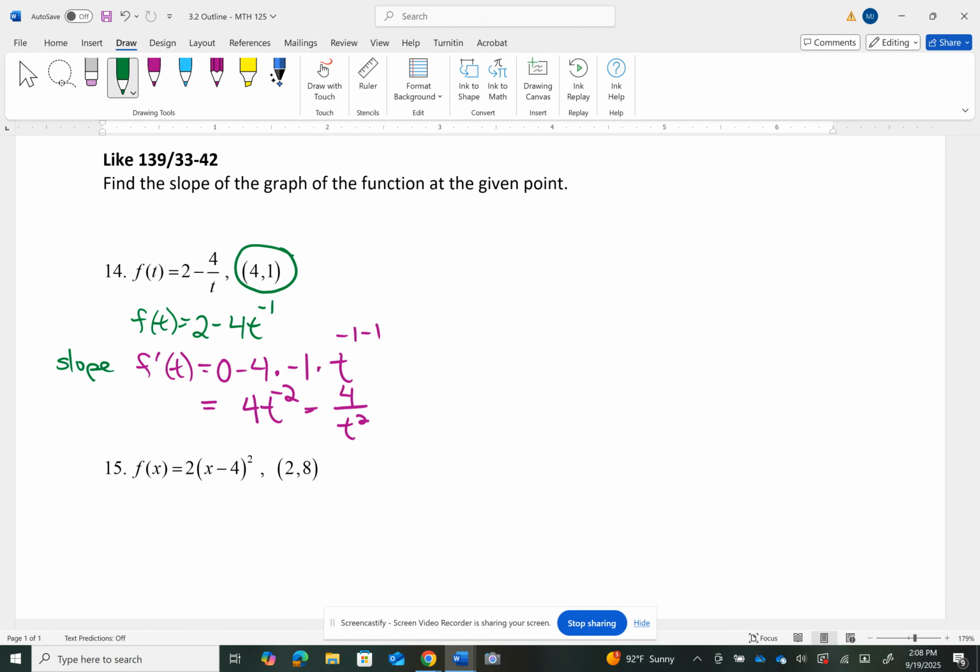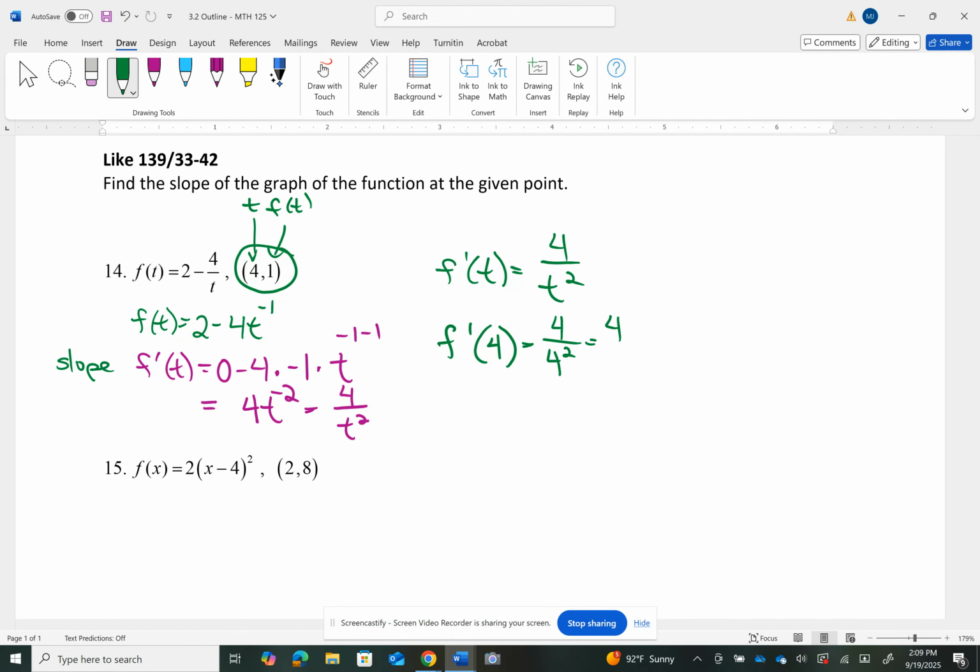So it's truly going to be a matter of you taking what you just found and then figuring out what the slope is when we're at the point 4, 1. So the input there is the 4. So that would be the t. And the 1 would be the f of t, right? So you plug in the 4 into the derivative formula, and you work it out.